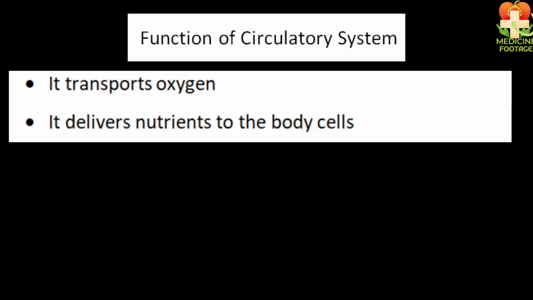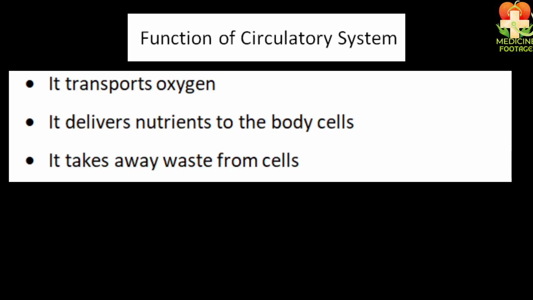Functions of the circulatory system. 1. Transporting oxygen. The first function of the circulatory system is to transport oxygen to the cells of the body. 2. Delivering nutrients. The second function is to deliver nutrients to different cells of the body. 3. Carrying waste products. The third function is to carry the waste produced by our cells to the organs that will remove it from the body.